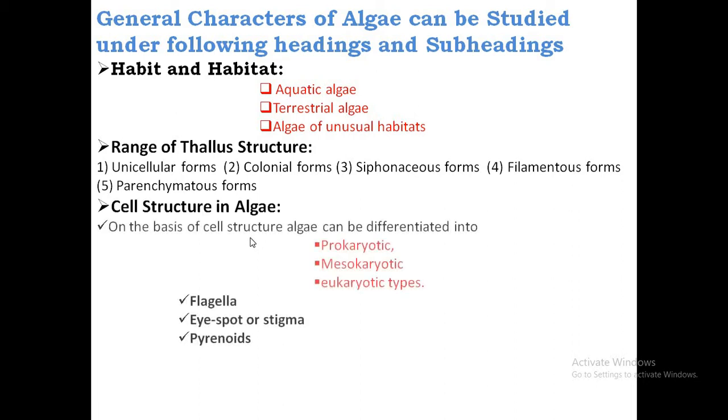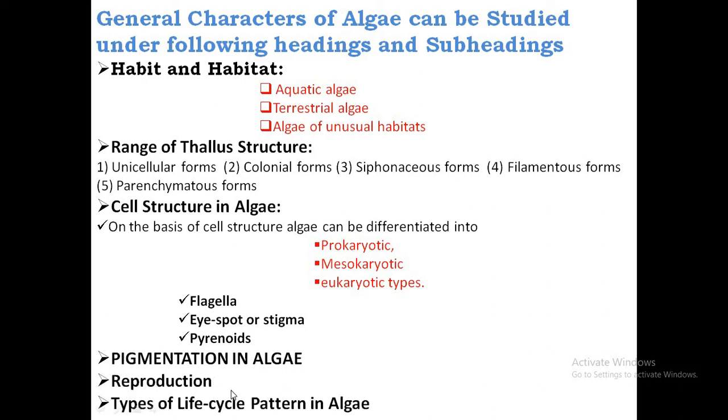Cell structure in algae. In cell structure of algae we will study the following features. On the basis of cell structure, algae can be differentiated into prokaryotic, mesokaryotic and eukaryotic types. The other important features that we will study are flagella, eye spot or stigma, pyrenoids, pigmentation in algae, reproduction, and finally, types of life cycle pattern in algae.